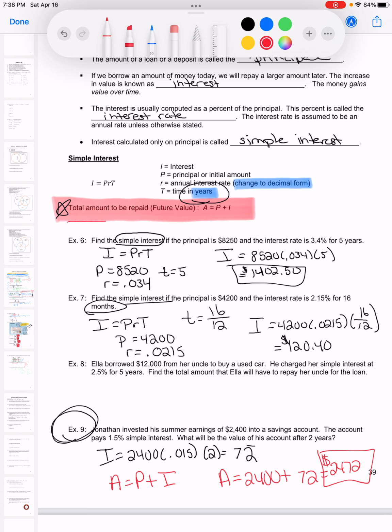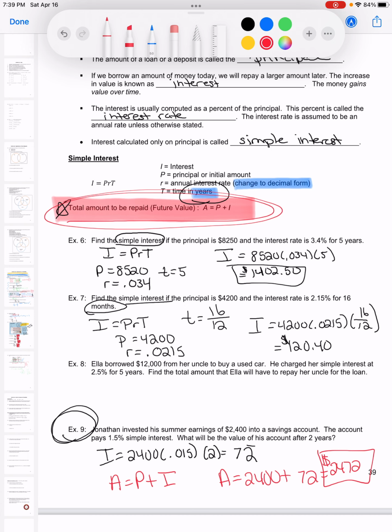Now, this formula is not on the formula sheet. This is more of a concept that we're actually going to use in other sections as well. So it comes up in more than just this one section for simple interest. So we just need that whole idea that the total amount is always what we start with, the principal, plus the interest. And we're going to keep using that in future assignments as well.